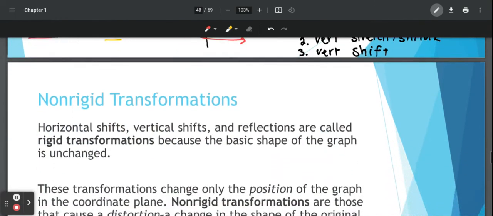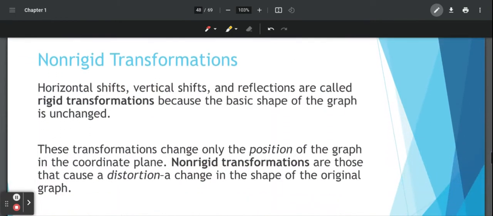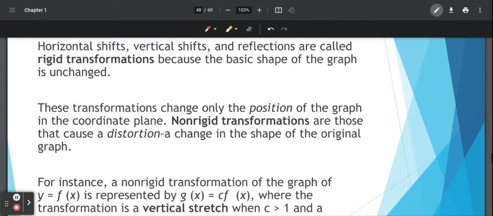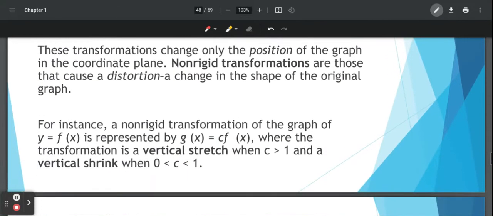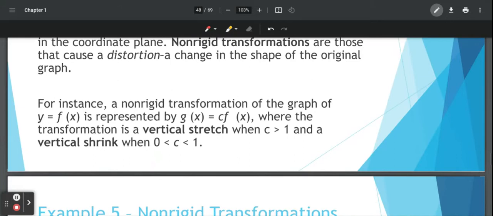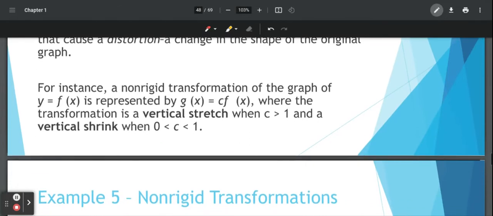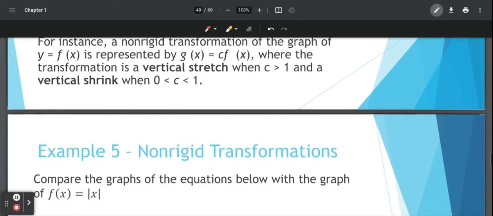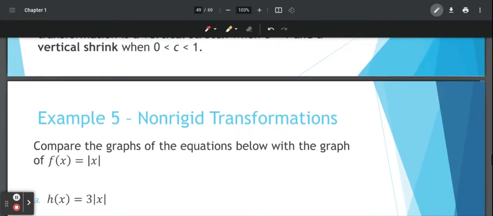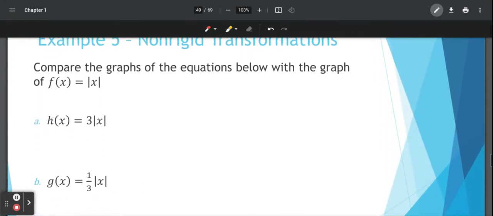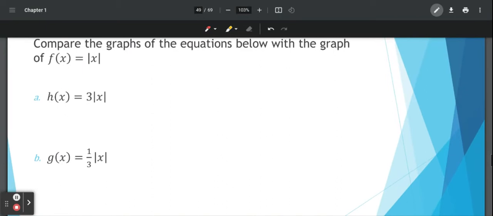So then your non-rigid transformations are really just your stretches and your shrinks. When you have a vertical stretch or vertical shrink, that's when we're applying some value to your y-axis. Horizontal is applying to the x. So when we have that absolute value graph, remember, what's being applied vertically is actually what's happening. Here it says 3 times the absolute value of x, the 3 is outside the absolute value, so we know it's vertical.